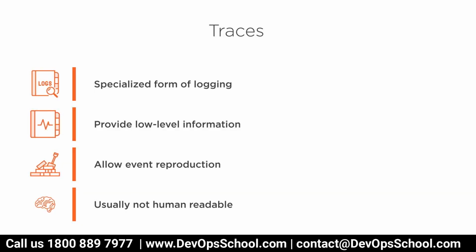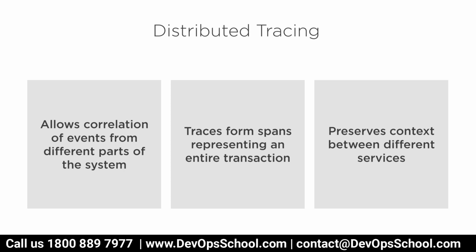Traces mean the request. When you make a request to an application, you get a response, and that request travels throughout multiple systems like a DNS server, load balancer, different networks, different microservices, a web server, app server, database server, and external services like a payment gateway. So this whole trace has to be monitored. It's a specialized form of logging, provides low-level information, allows event reproduction, and is usually not human readable. Distributed tracing also needs to be gathered to make the system observable.